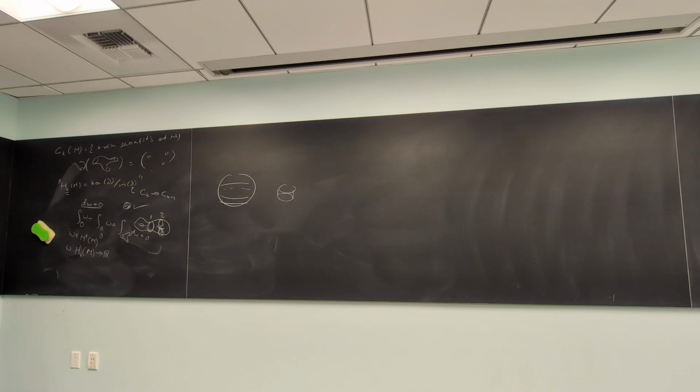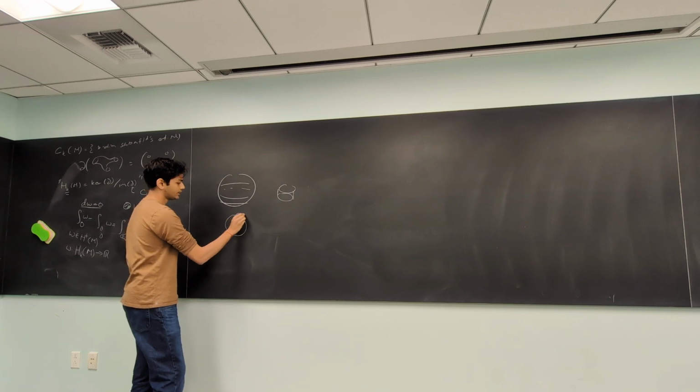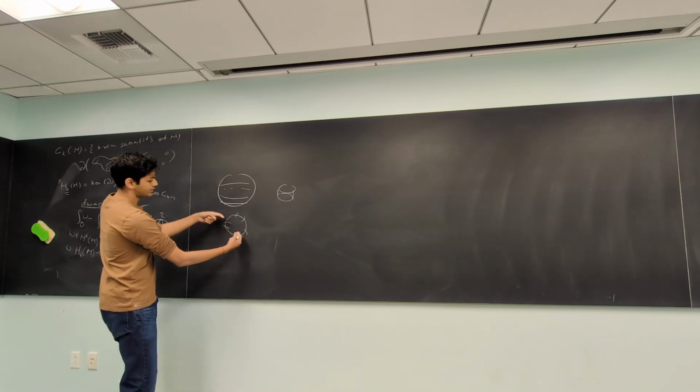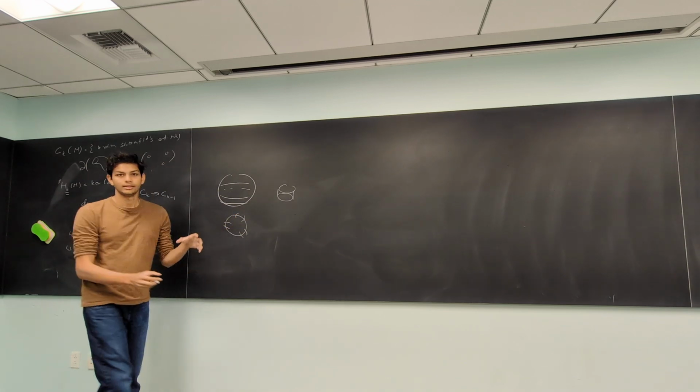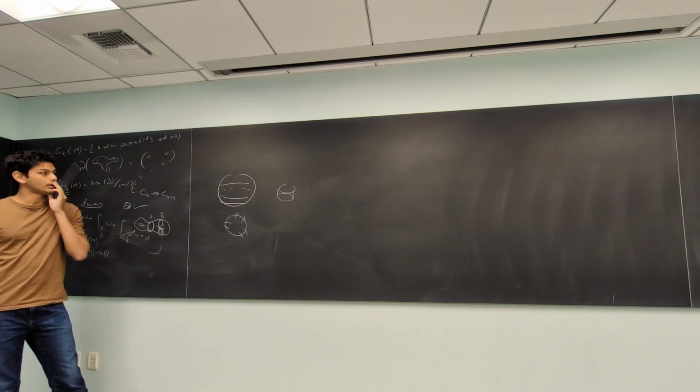So instead, what you want is something where the open sets are homeomorphic to R^n, but the intersections are also homeomorphic to R^n. So for example, for the circle, one example of such a thing is to have 3 open sets. It's like this guy, and this guy. And so the intersections are also homeomorphic to R^n.